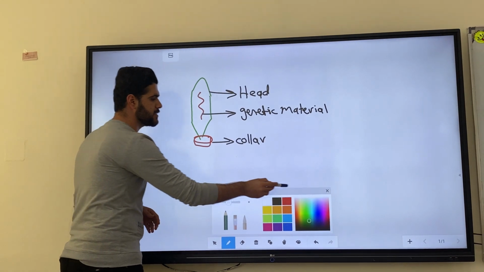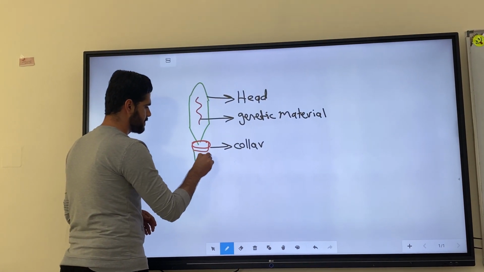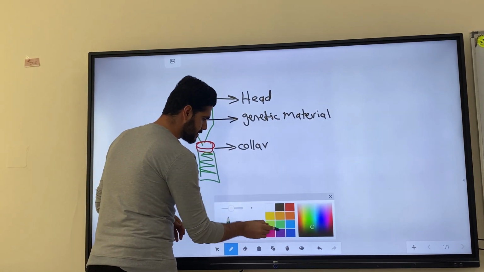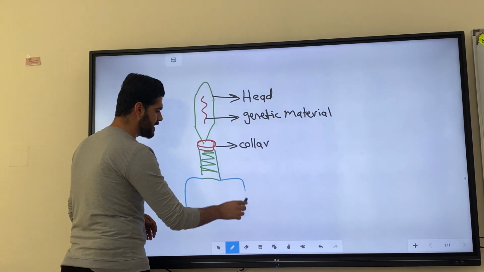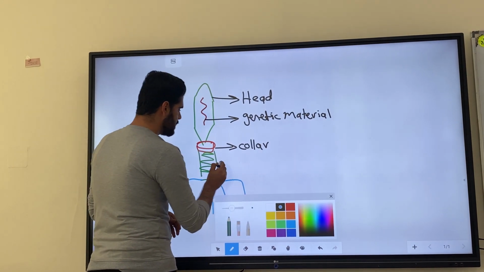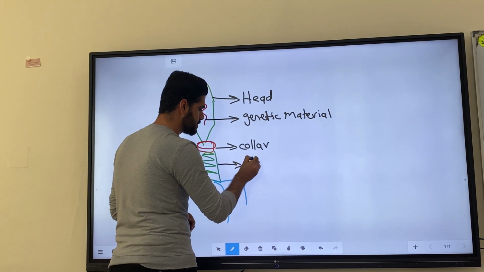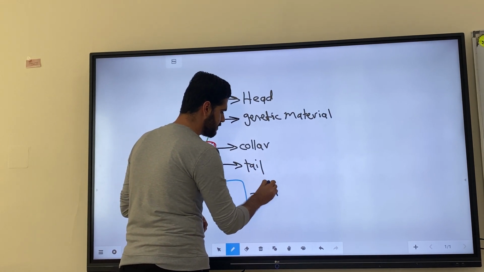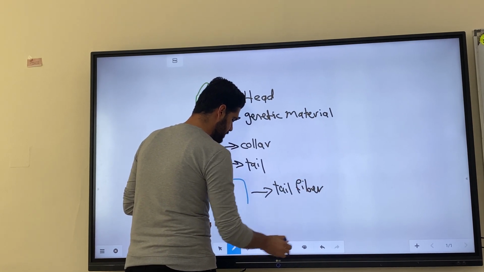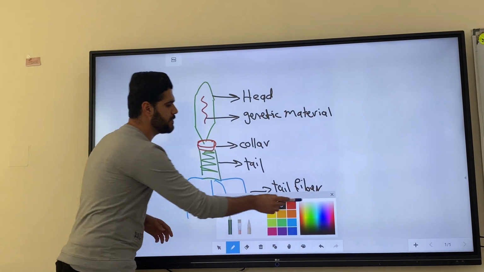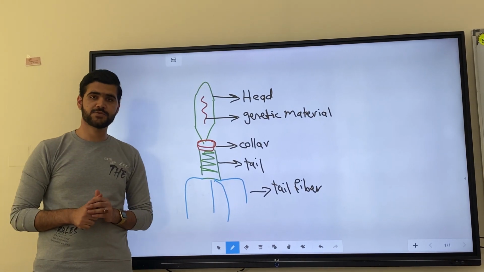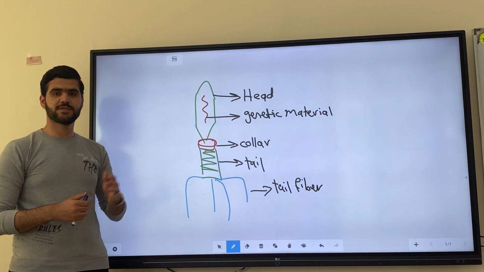And after that, we have the tail of the virus. The tail actually contains two parts. First of all is this one, and the second one is the tail fibers. This is the tail, and these are the tail fibers. The tail fibers help the virus to attach to the cells, and then the passing of the genetic material into the host cell.